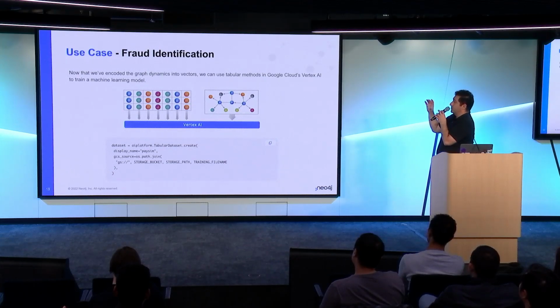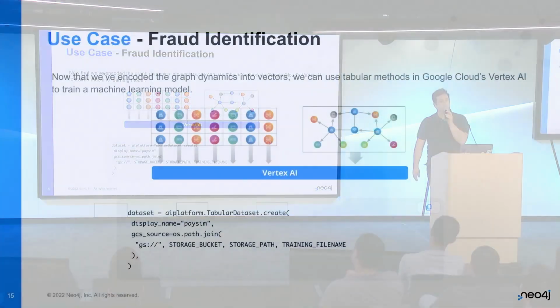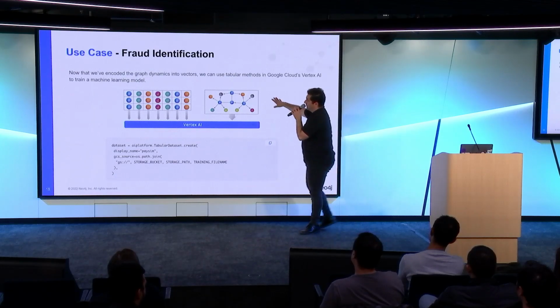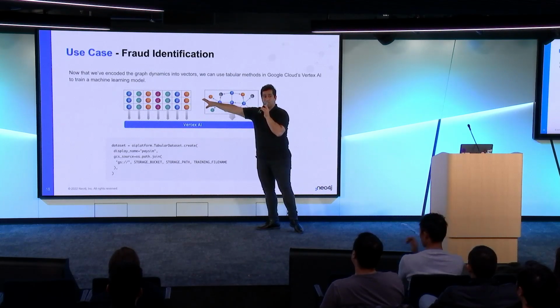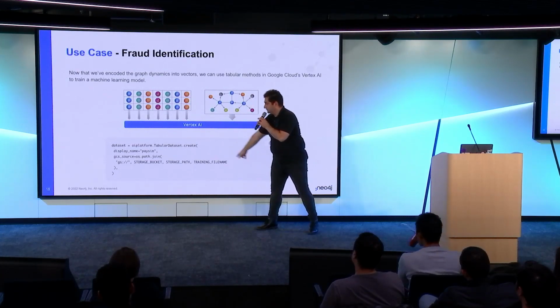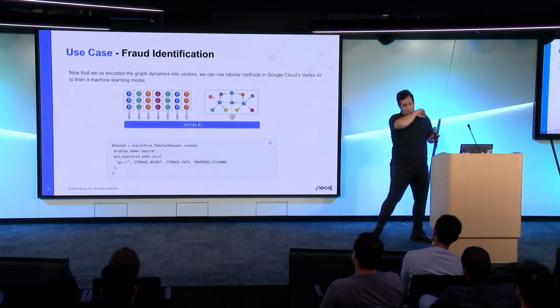Once we've encoded the graph dynamics, we can use a technology like Vertex AI, which is part of Google Cloud. You can dump the information into a data frame like Pandas or a CSV into Google storage. So now you have data in graph form, converted to a tabular form as a vector, not as raw data. Vertex AI puts it into Google storage. That GS stands for Google storage.